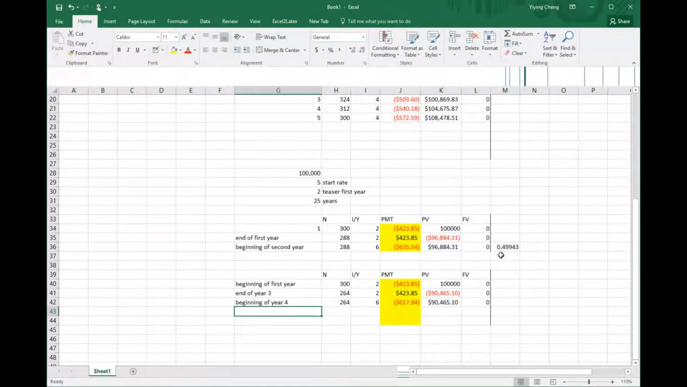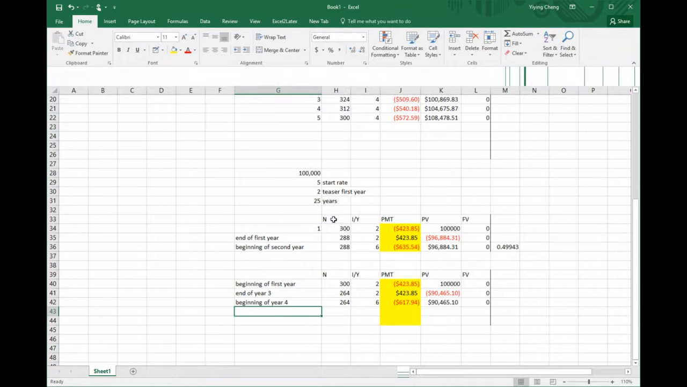So let's talk about question number 4 about the ARM. Okay, let me pull up this Excel file. Again, in question number 4 in the homework. Okay, so this is an ARM for 100,000. It's made at a time when the expected start rate is 5%. Okay, the loan will be made with a teaser rate of 2% in the first year, and is fully amortized and has a maturity of 25 years remaining, and payments will be made monthly. So question A asks you, what will be the payment during the first year?